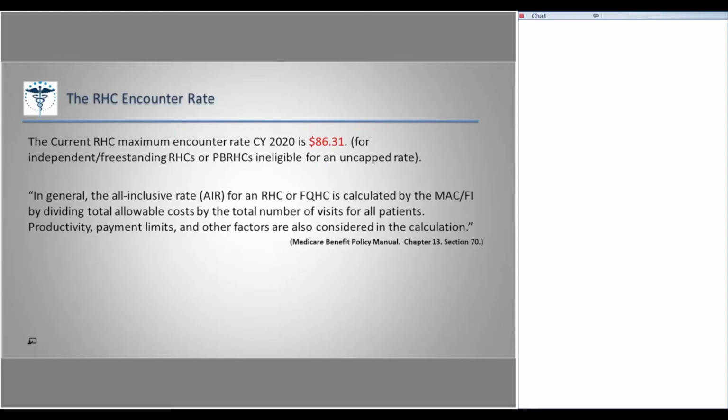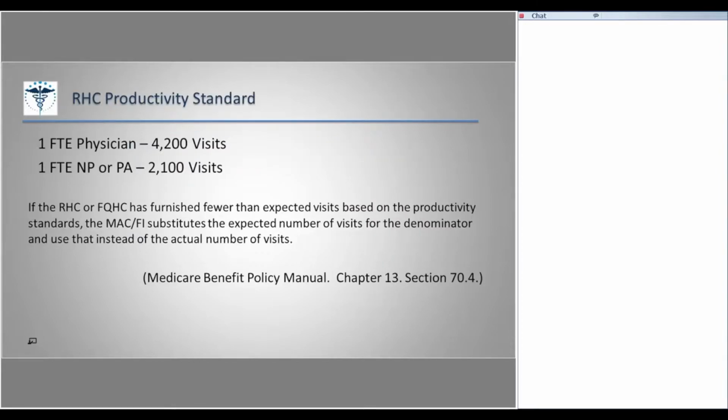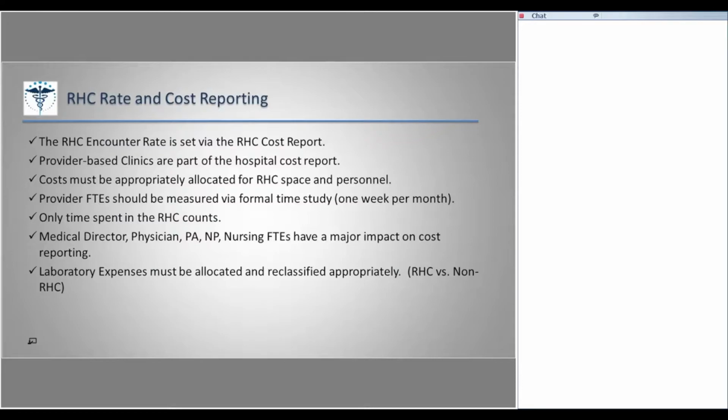Productivity, payment limits, and other factors are considered in the calculation. So productivity limits, we know we've got 4,200 per physician, we've got 2,100 visits for nurse practitioner, that's per FTE, and that is cumulative. So if we have 2.8 FTEs, we'd be subject to, I just did the calculation, as a matter of fact, this morning, 5,880. So this is based on FTEs. It is cumulative. It is the denominator of our equation. It's important to measure it correctly.